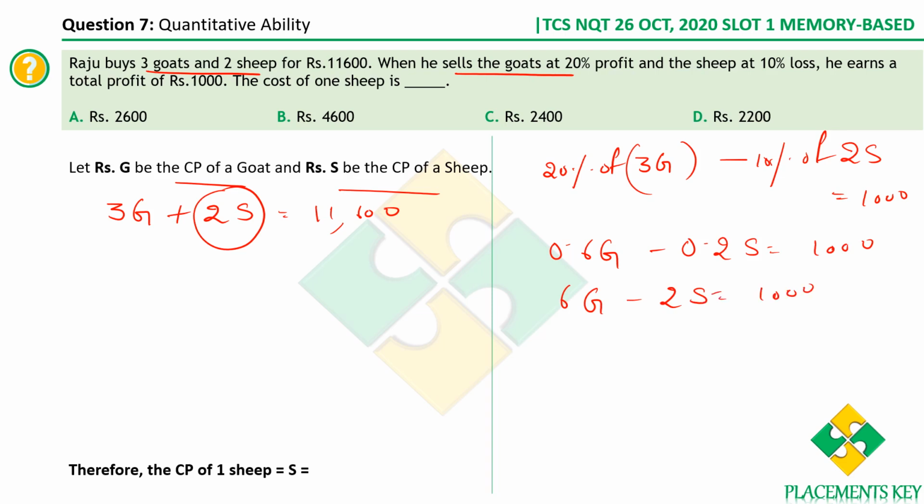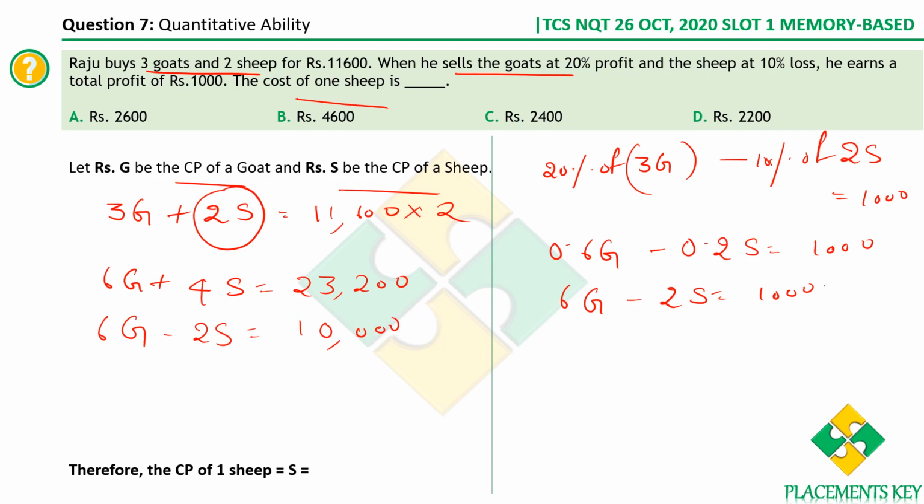Now, we are supposed to find the cost of one sheep, so we need the S value. Let's eliminate the G value. We have 3G here and 6G here, so multiply this equation by 2. What do we get? 6G plus 4S is equal to 11 into 2, so 22, plus 600 into 2, 1200. We get 6G plus 4S is equal to 23,200, and we already have 6G minus 2S is equal to 10,000. We multiplied 1000 by 10, right?